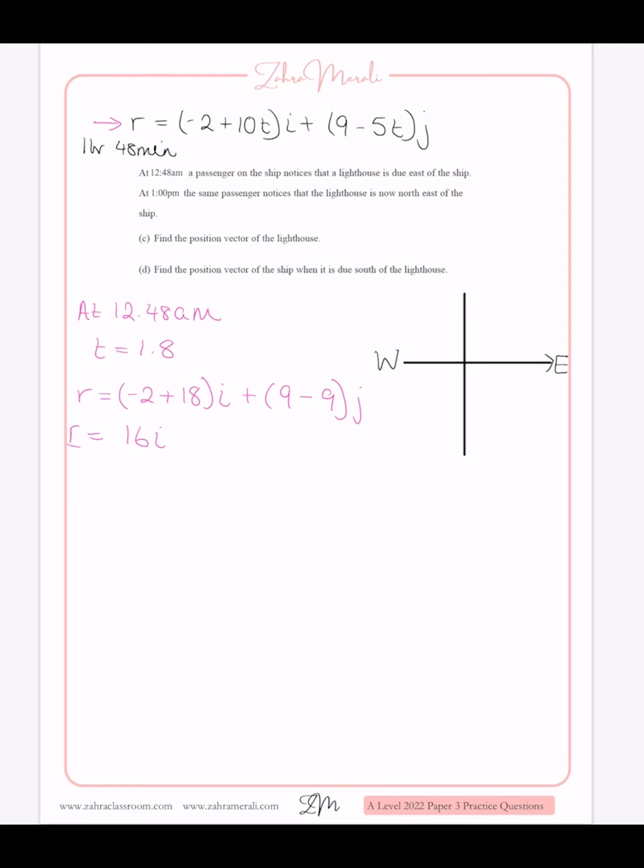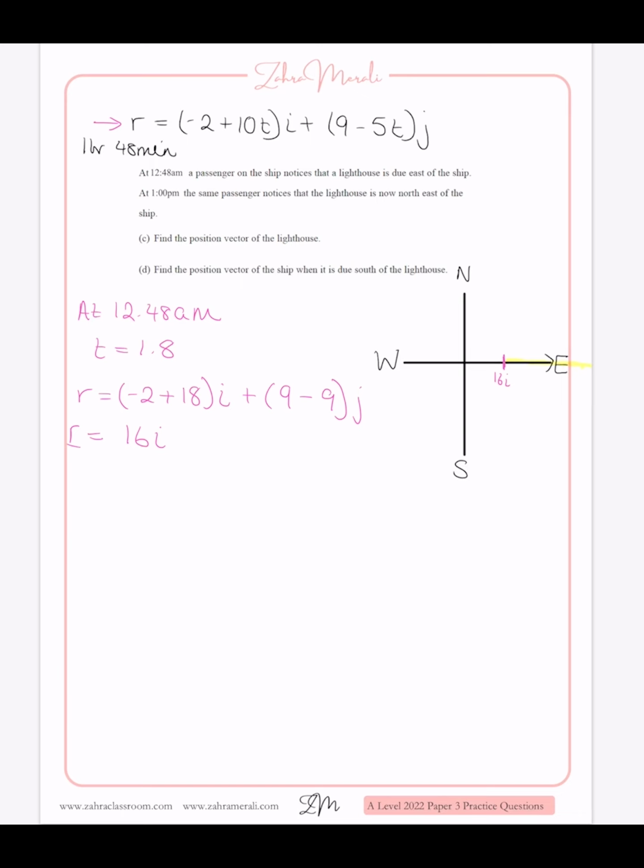All right, so we've got, okay. If we're also going to consider this our I J axes, we're going to have 16I, which is going to be here. And we know at that point the lighthouse is to the east of that. So it's somewhere along this way, somewhere on that yellow line.